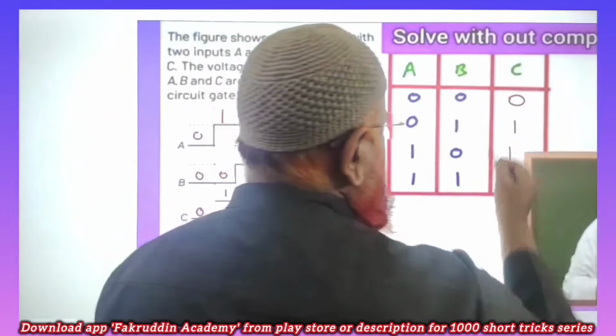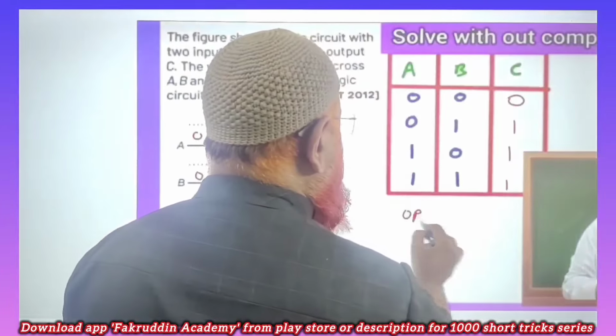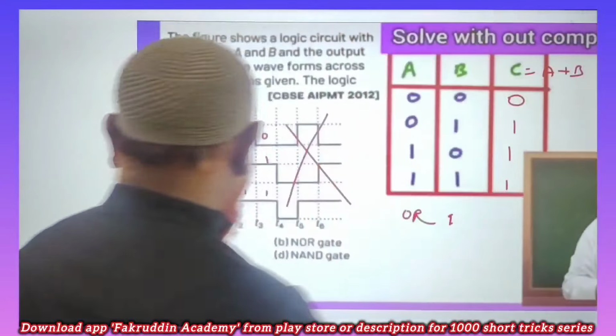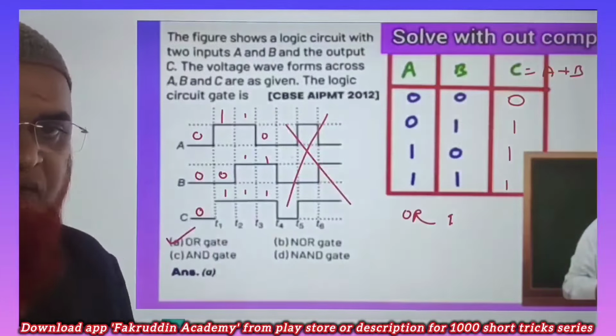So what type of gate is it? It is an OR gate. That's it. Because it is doing only the addition operation A plus B. So this is taken as A option. Hope you have enjoyed this.